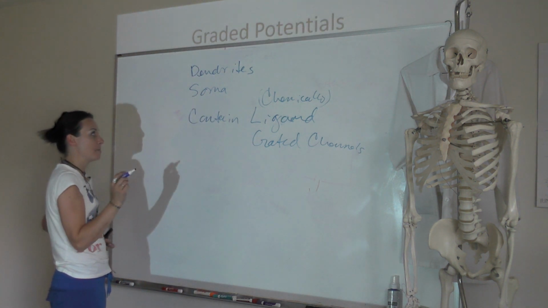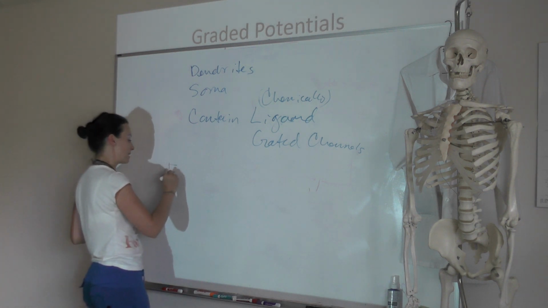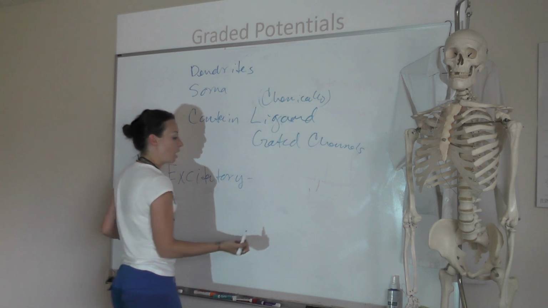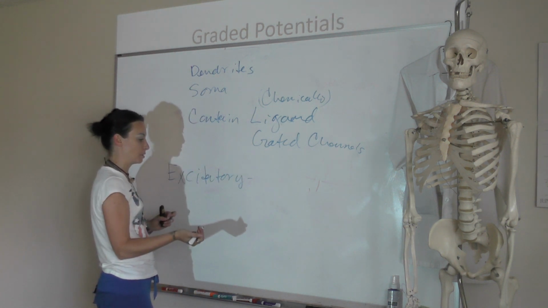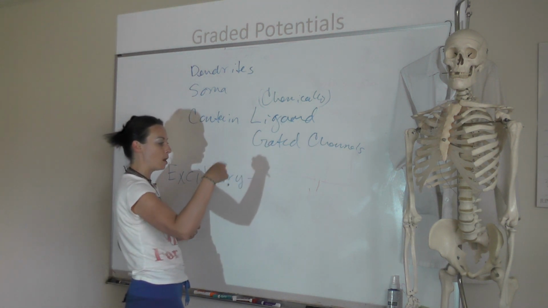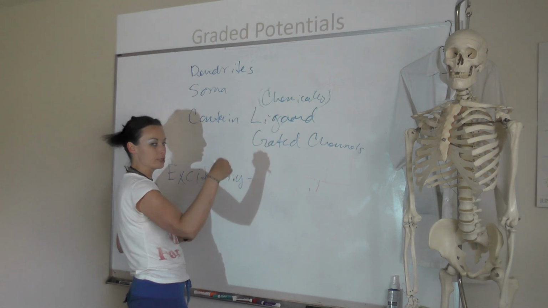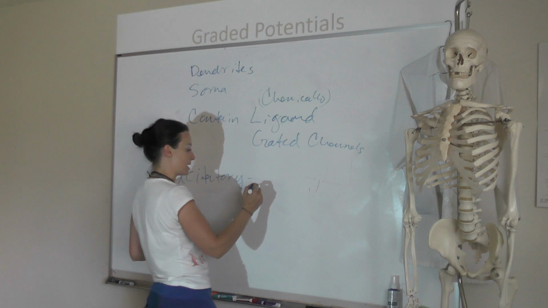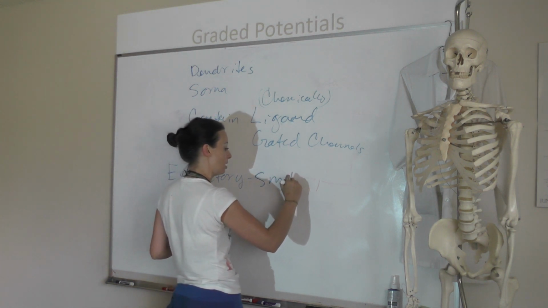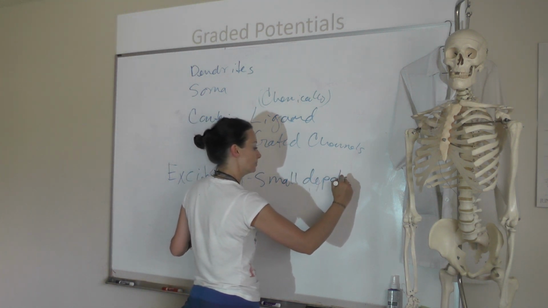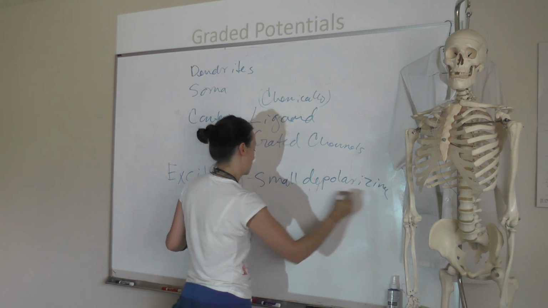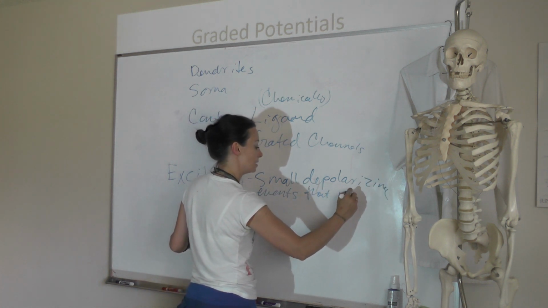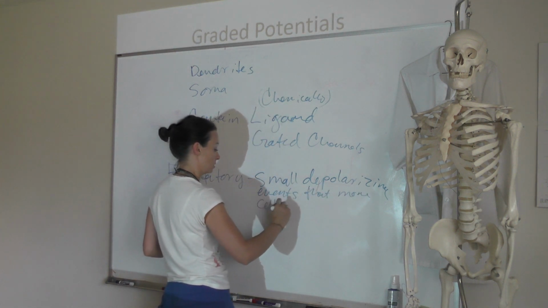We have two types of graded potentials. Excitatory graded potentials are going to move us closer to the threshold. And those are going to be small depolarizing events where we just have a little bit of positive charge coming in. So our excitatory graded potentials, we'll say, are small depolarizing events that move the cell closer to threshold.